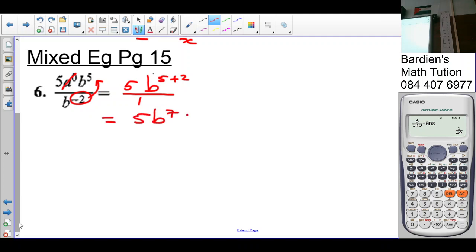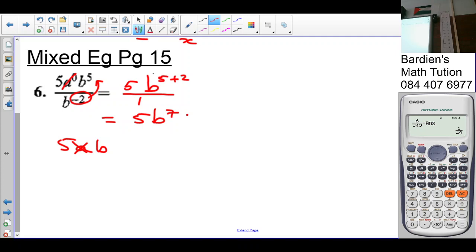Who got that right? Where did you go wrong? What did you write? You wrote 5AB. That's what you wrote. But we said anything to the power 0 is 1, so the A is gone.